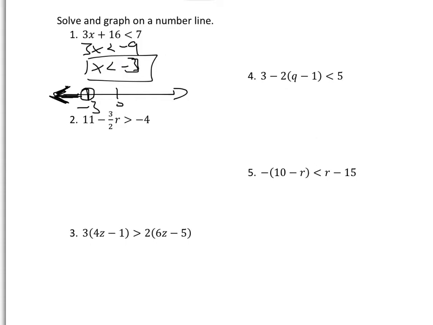All right, number 2. We will subtract the 11 over to start, so negative 3 halves r is greater than negative 15. And to get rid of the negative 3 halves, we're going to have to multiply by the inverse of that, or the reciprocal. So we're going to multiply both sides by negative 2/3.